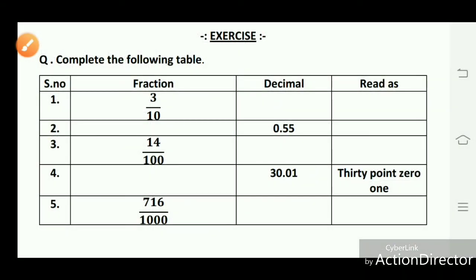In this exercise, I give this table related to our discussion. So you will solve this table in your homework.